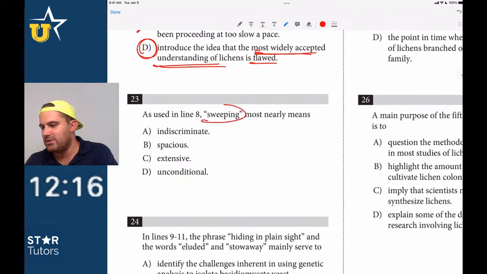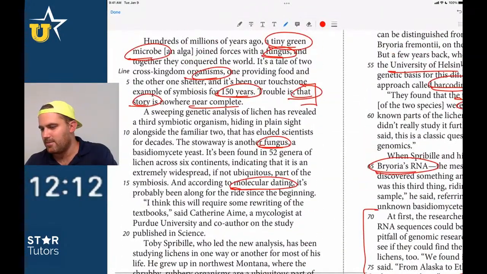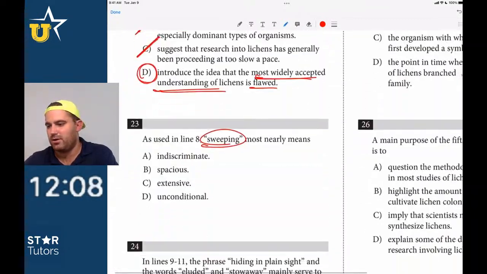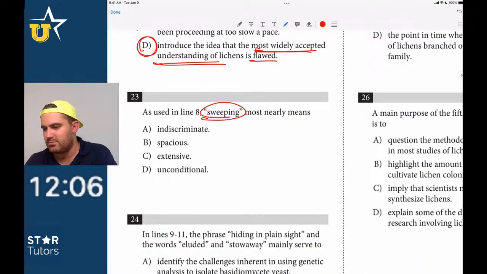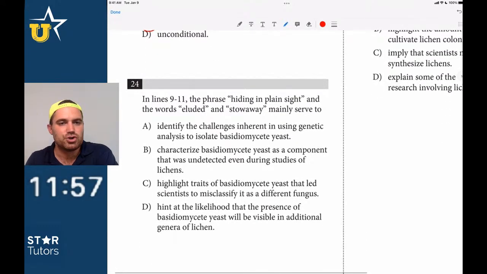As used in line 8, sweeping most nearly means, line 8, sweeping. A sweeping genetic analysis, like a very thorough, a very extensive. It's got almost unconditional. No, it's got to be C. Right, extensive, thorough, a sweeping. I think it's talking about everything in that case. I think those ones are generally pretty easy, right?